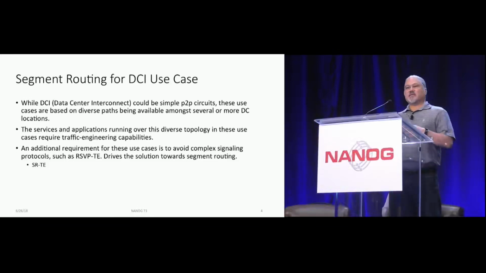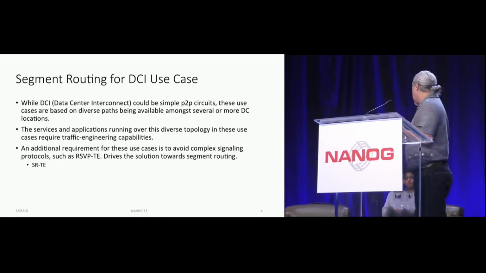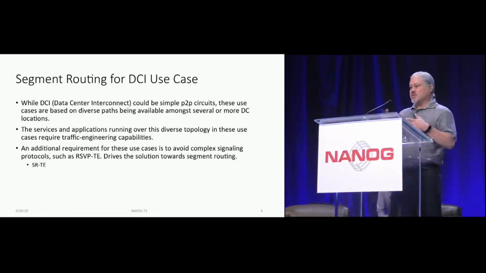So segment routing for DCI. So DCI could be fairly simple, data center interconnect. If you have a couple data centers, the topology is probably pretty basic. This use case assumes a fairly diverse topology with many data centers, upwards of maybe a dozen or so. So there's a lot of data centers. It's not a simple topology. That's one point. The other point is the services and applications that Mohammed's going to talk about later. Actually, some of those require traffic engineering for SLA. So there is a need for traffic engineering.